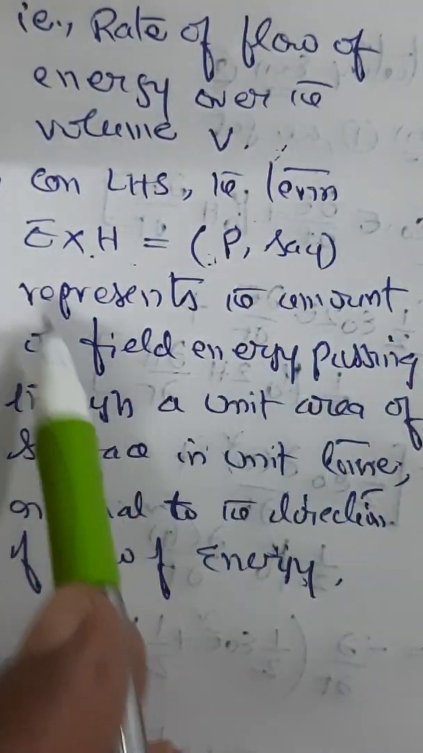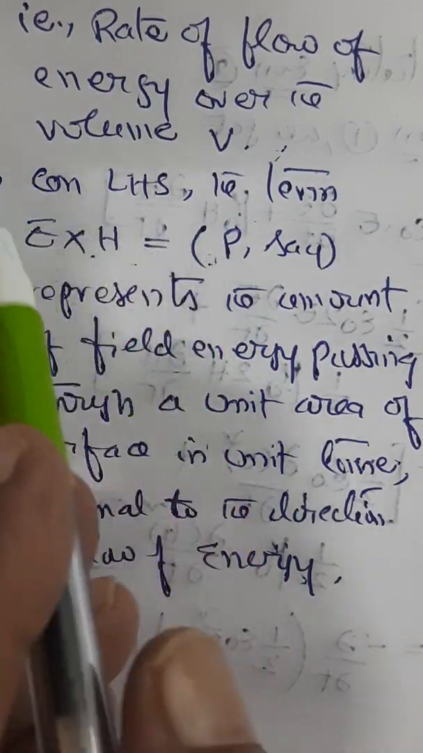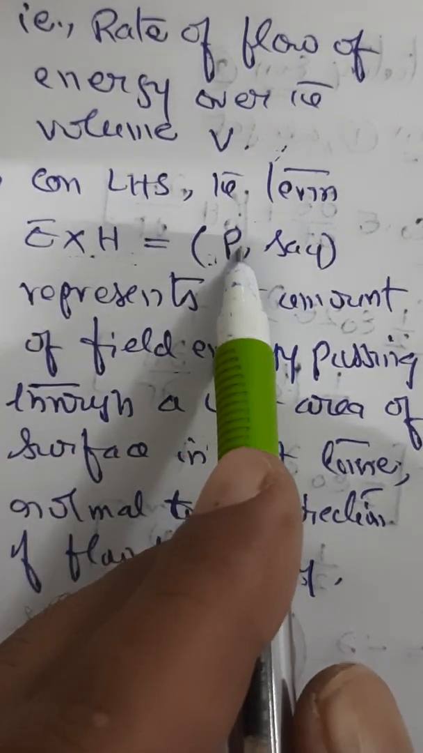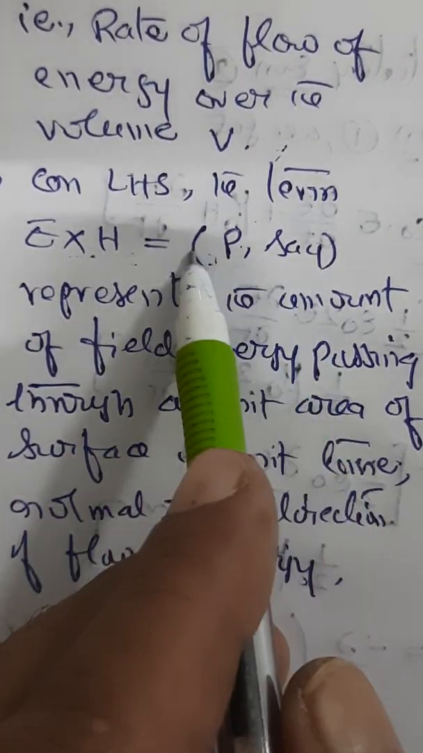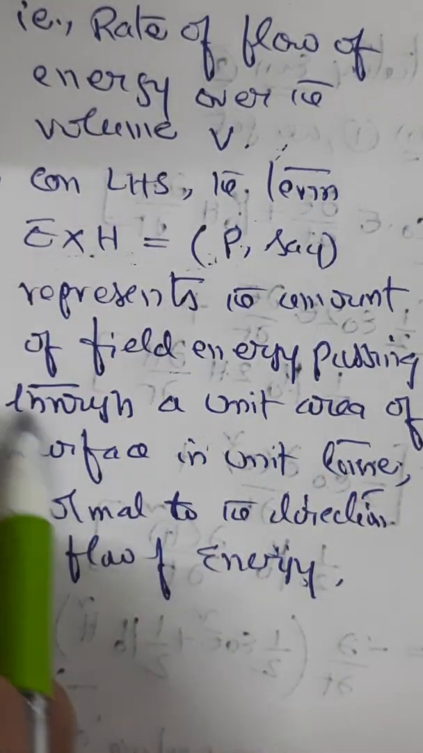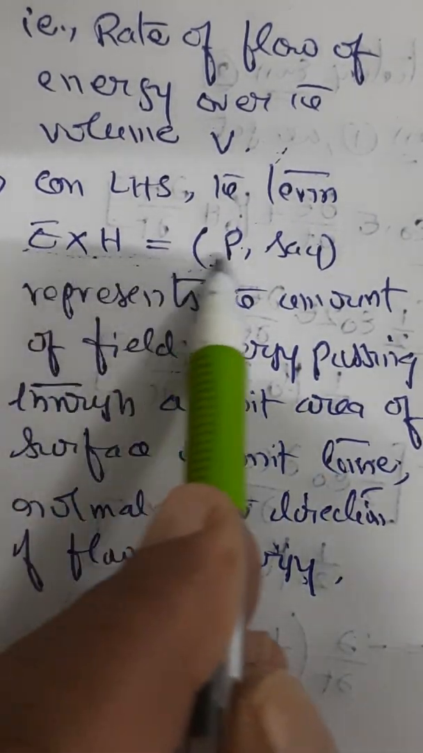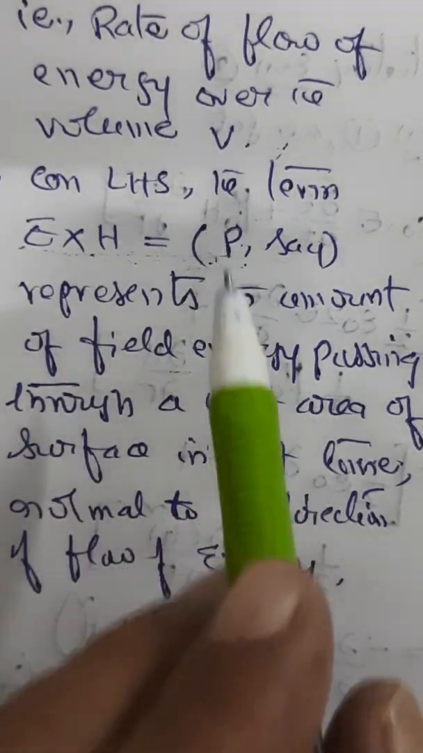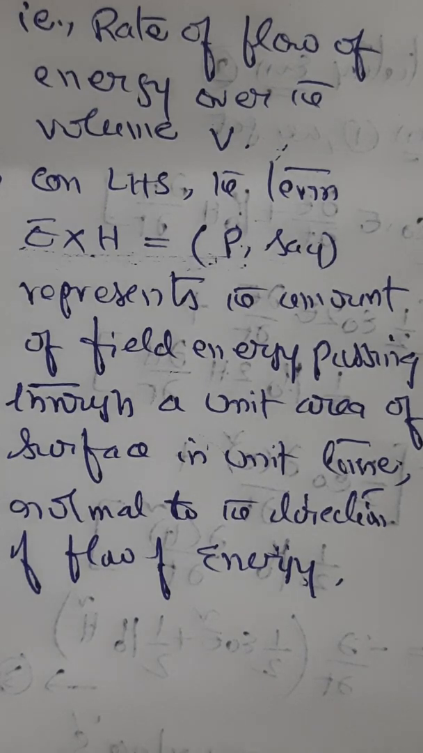This is the statement of Poynting theorem, and the left hand side, E cross H, if you call it as P, it is called a Poynting vector. Right? This is the statement of Poynting theorem, and this term, E cross H vector, is known as Poynting vector. This is about Poynting vector.